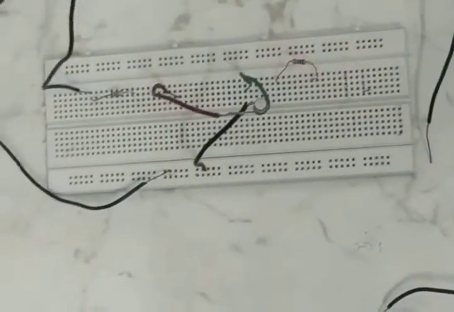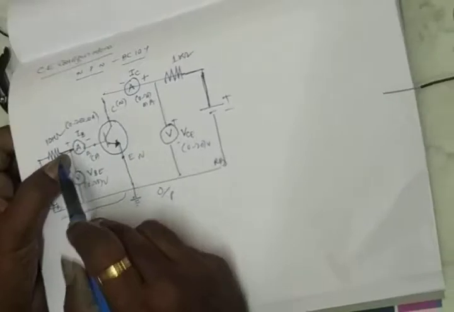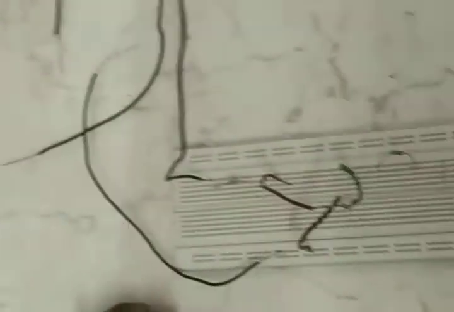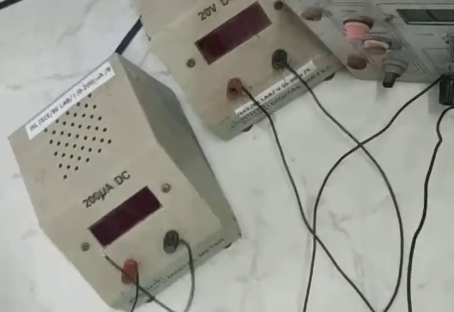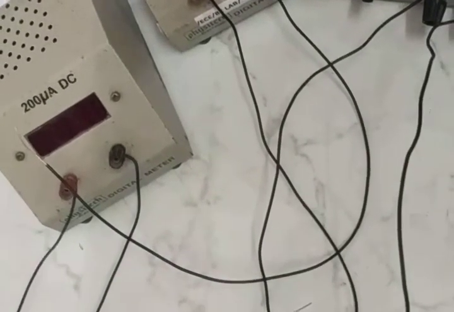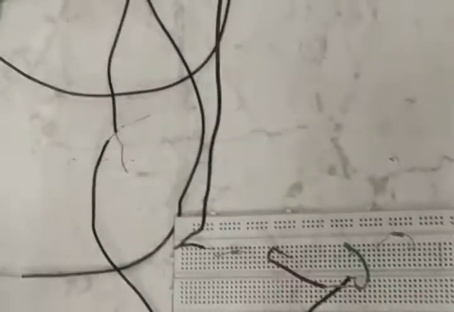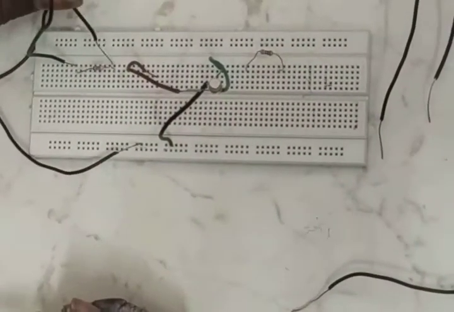See this one? The positive of the DC power supply is connected to the resistor. Resistor other end is connected to ammeter positive. What is the ammeter range? 0 to 200 micro. So the other end has to be connected to the positive. Positive means red one. Other end is this part. See?